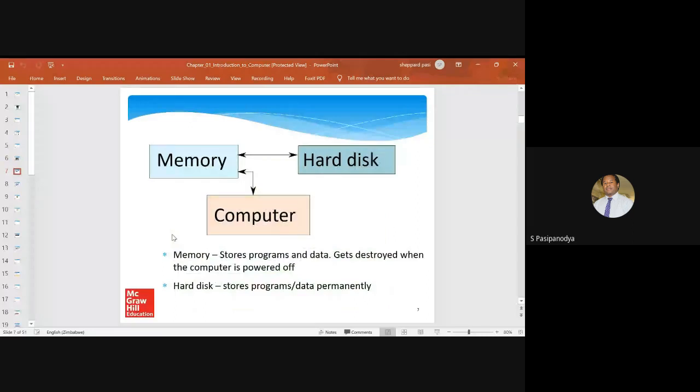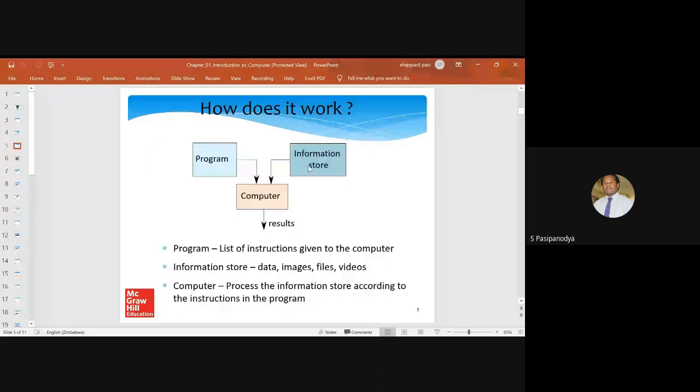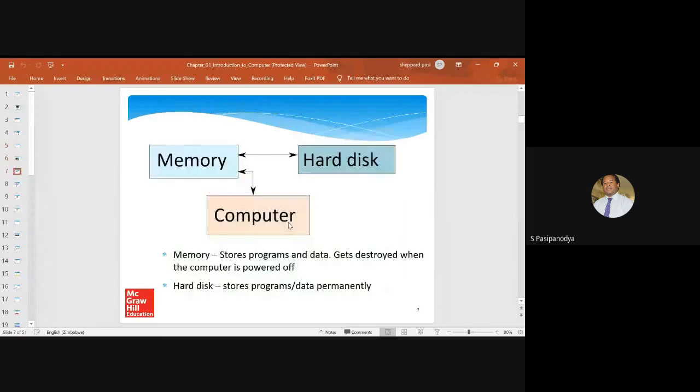So now we're adding two more components to our computer diagram. Remember earlier on, we just had our program, our information store, our computer producing results. Now we're saying we're adding memory, we're adding hard disk. The memory is responsible for storing those programs that instruct the computer on what to do. And that information store is available on your hard disk.